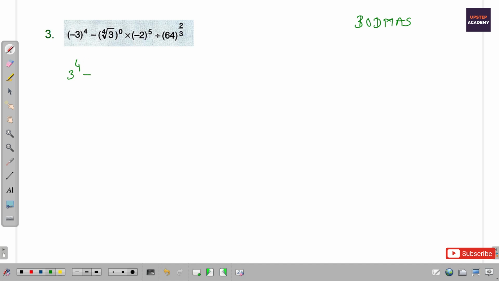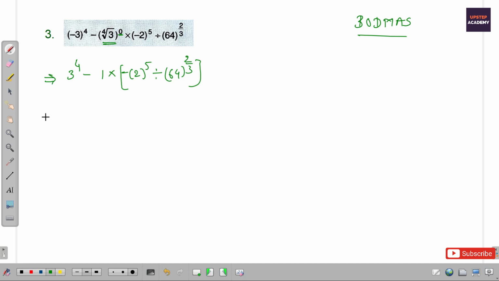So 3^4 minus, this is the number present in the bracket, and this bracket is raised to 0, right? It means what? Anything raised to 0 is 1, so 1 will be the number here, into this (−2)^5. What does it mean? It will be equal to −2^5, because an odd power of a negative number will always be negative. So 3^4 − 1 × [−2^5 ÷ 64^(2/3)]. I have taken this square bracket because we have to do division first according to this BODMAS rule, right?